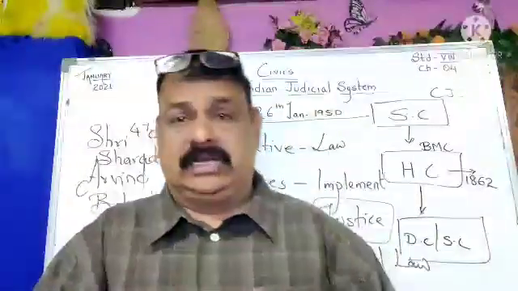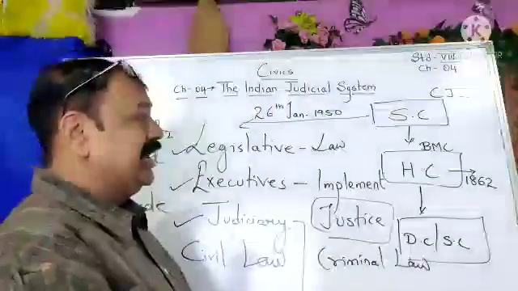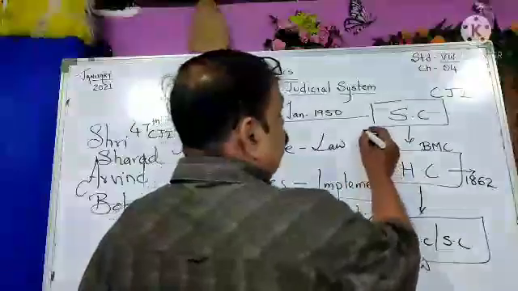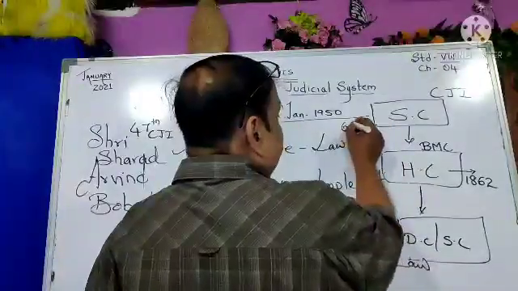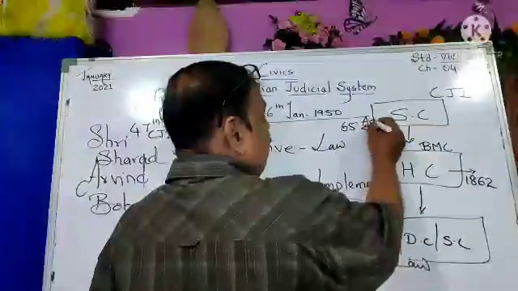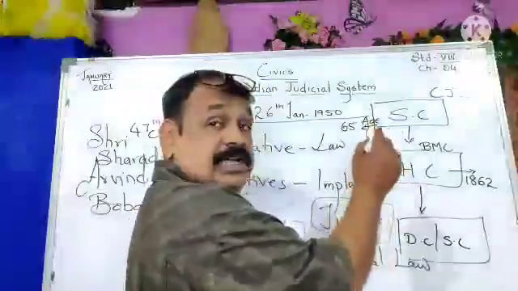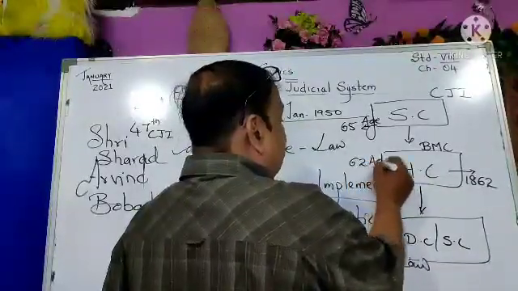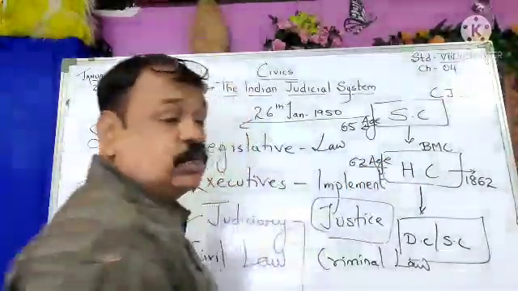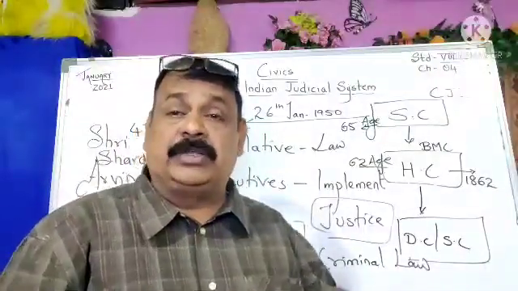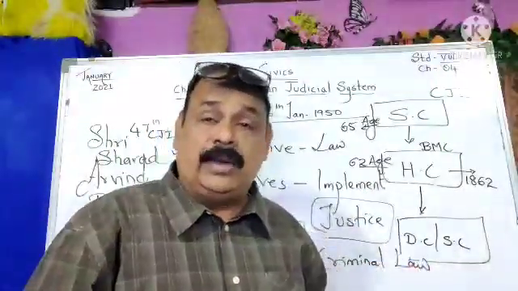Now let me be very clear that once you are appointed as a judge of the Supreme Court, the judge of the Supreme Court retires at the age of 65, and the High Court judge retires at the age of 62. Now, these judges, as I mentioned, have been given the salary from the Consolidated Fund of India.